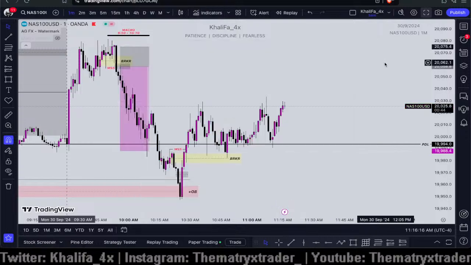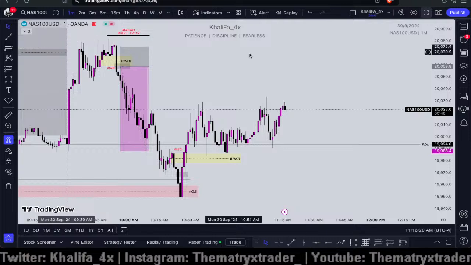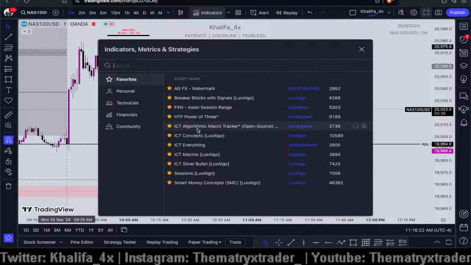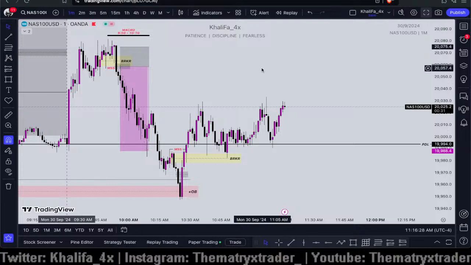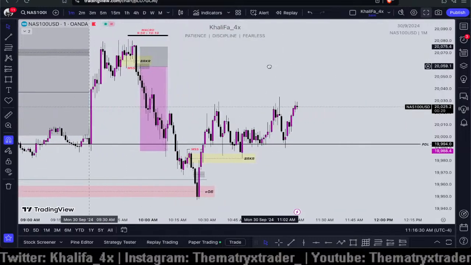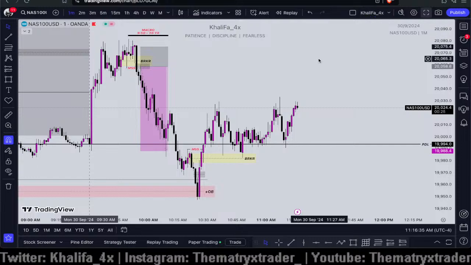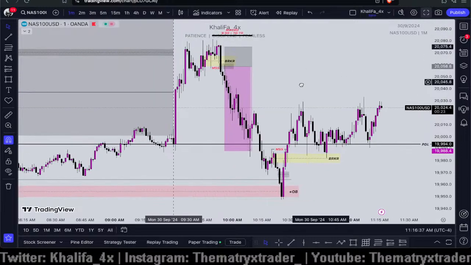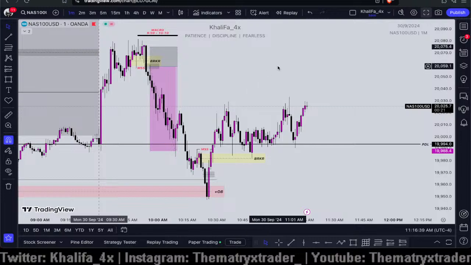He's a real nice guy. Yes, it's on TradingView. This is the indicator ICT Algorithm Macro Trader, open source by 2 Degree. And 2 Degree has a lot more indicators. He's actually a real OG of indicators. He coded these indicators by himself.